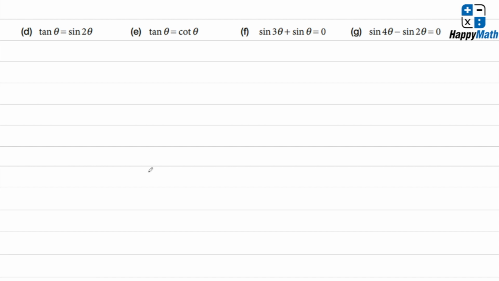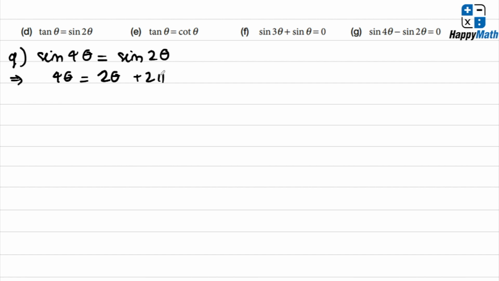Question G, a very interesting question. Just like question F, you get sine of 4 theta on the left, and I move that to the right hand side to become sine of 2 theta here. And this is the normal sine trigonometric equation. The first formula: 4 theta equals 2 theta plus 2 pi k. And the next one: 4 theta equals pi minus 2 theta plus 2 pi times k.